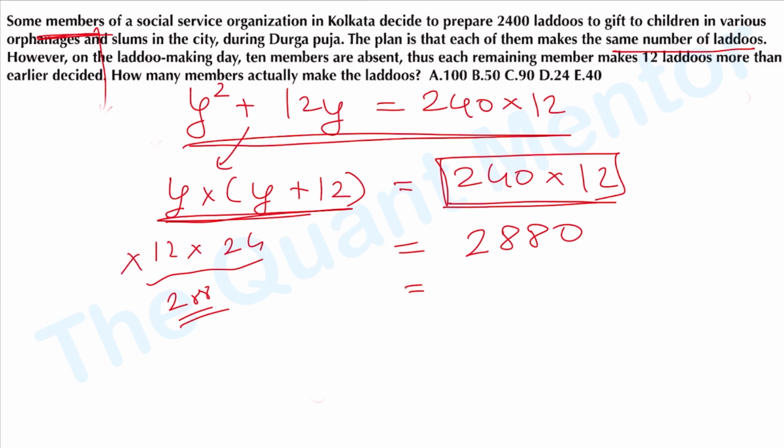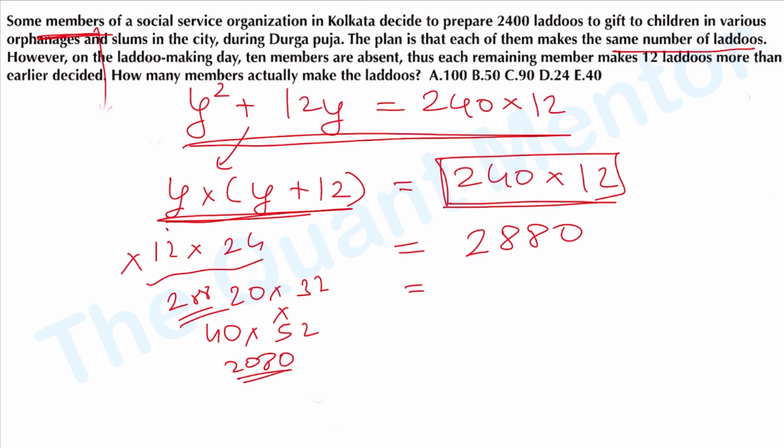If you take y as 20, so 20 into 20 plus 12 will be 20 into 32. Obviously, it's not 2880. It has to be slightly higher. So let's take 40. 40 into 40 plus 12 is 52. 4 2s are 8, 4 5 20. No, it's 2080. We're still short of 800.